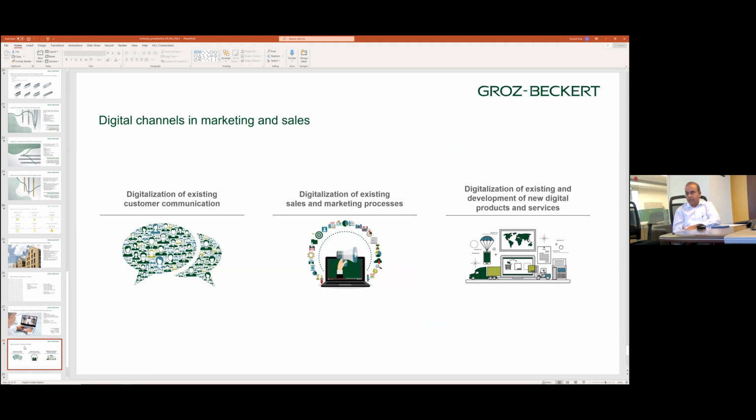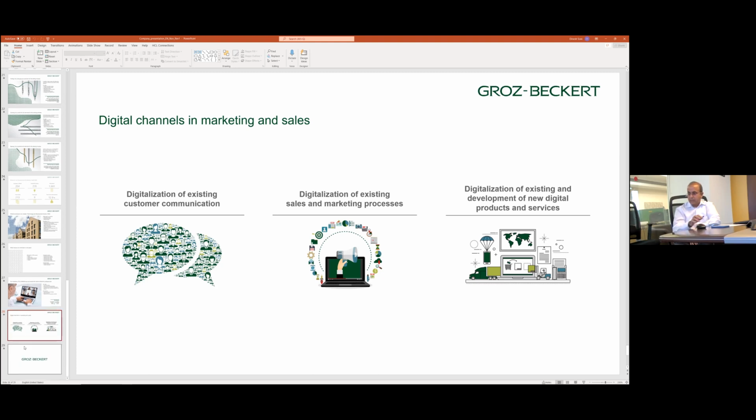We have a web shop, and these web shops are accessible to the customers. They can select the products, and they can see the history of their liftings, and all the information about the products is also available. And in time to come, we are going to offer more digital services to the customer. That's our plan.